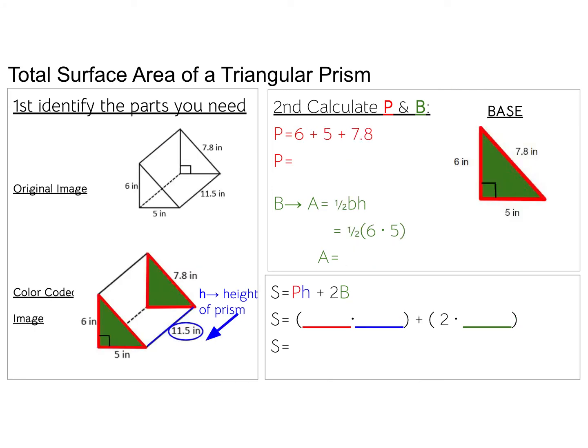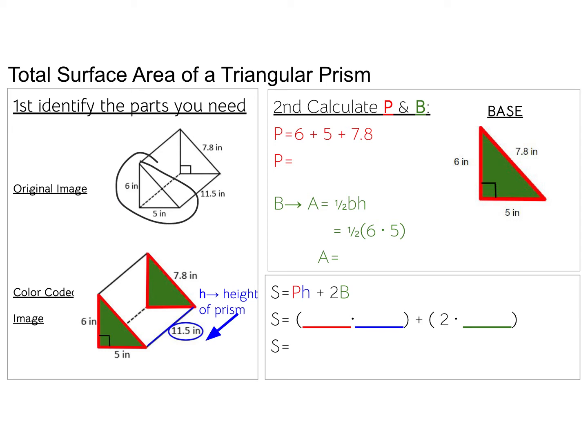Next, we're going to look at 2 different triangular prisms. The first one we're going to look at is called a right triangular prism because it has a right triangle. And so we're going to go through the same process: calculate the perimeter of the base, find the area of the base, and then plug into our formula.